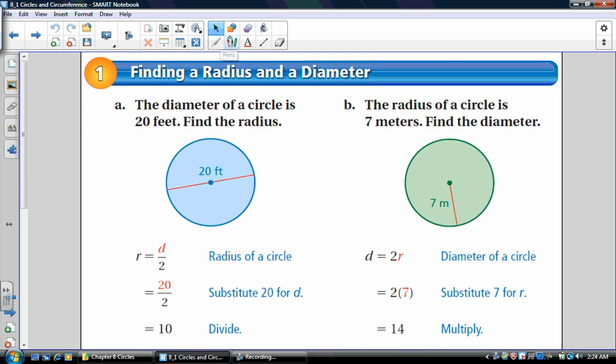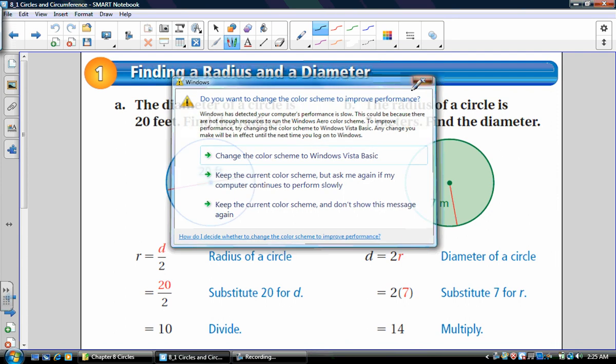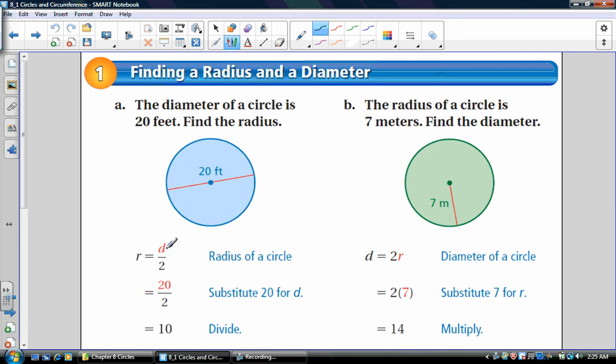Okay, let's take a look at some examples. The diameter of a circle is 20 feet. Find the radius. Well, if the radius is half of the diameter, the diameter being 20, we take half of that, the radius is going to be 10.